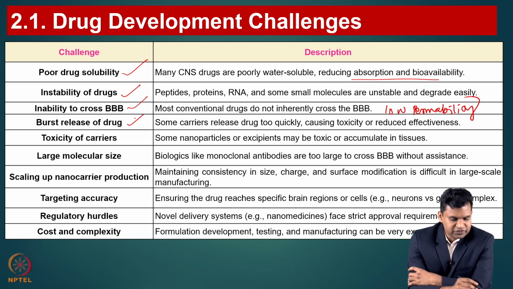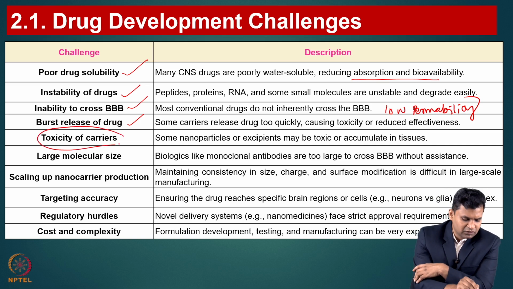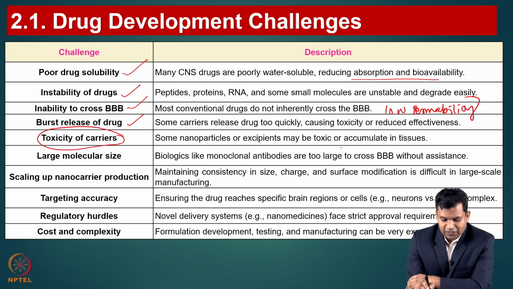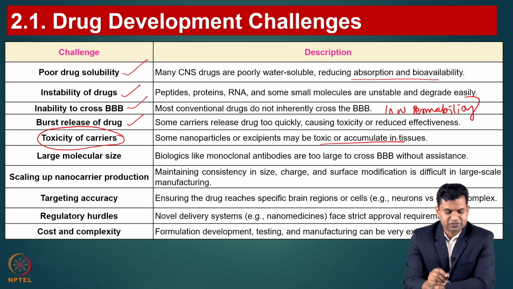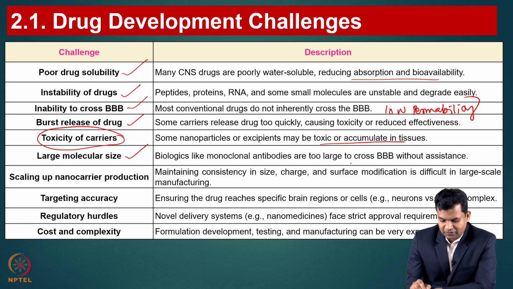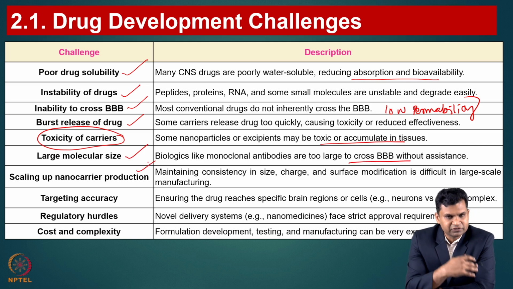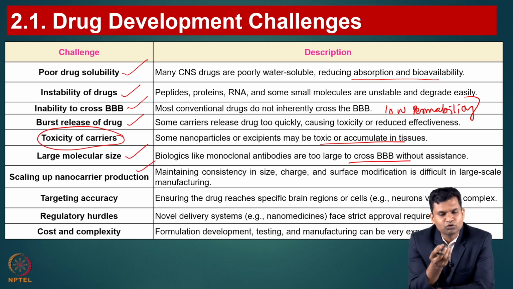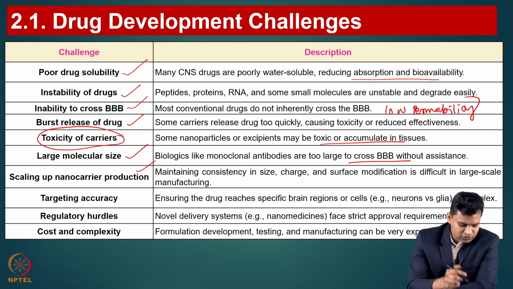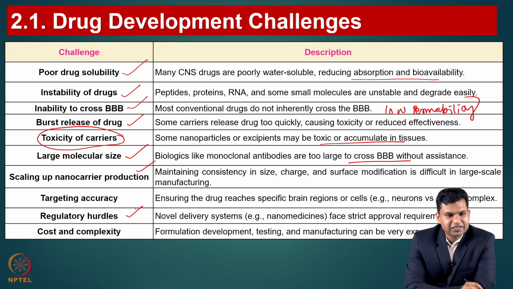Burst release is also not effective, because it will not show sustained action at the target site. Yes, we can also use various carrier systems, but they may accumulate in the body, which leads to toxicity. Large molecules cannot cross the blood brain barrier, and scale up is also a major issue. Even if you come up with innovative and novel strategies for brain targeting, scale up is a major limitation, and of course, that is connected with regulatory challenges.